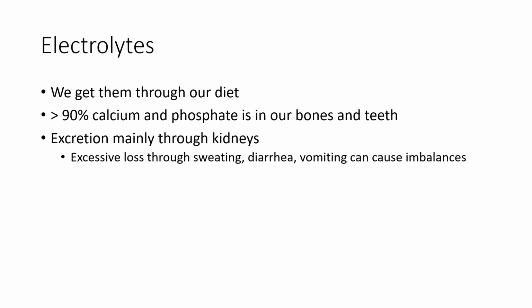We excrete these electrolytes mainly through the kidneys, with some amounts in sweat and feces also lost. But sometimes excessive losses can cause imbalances. So for example, excessive sweating, or excessive and long-term diarrhea, or excessive and long-term vomiting can cause imbalances in some of our key electrolytes.